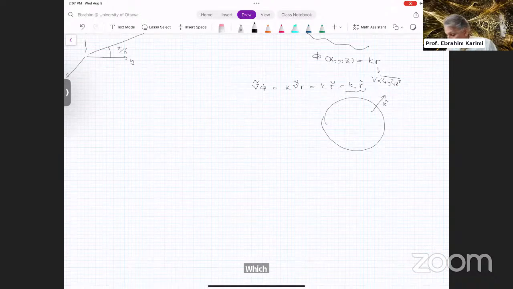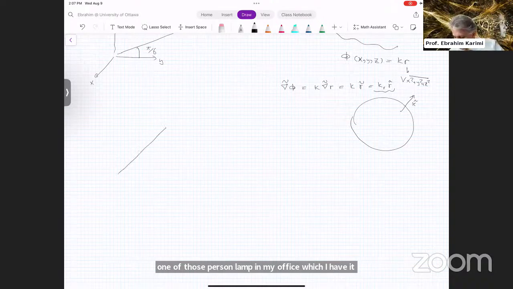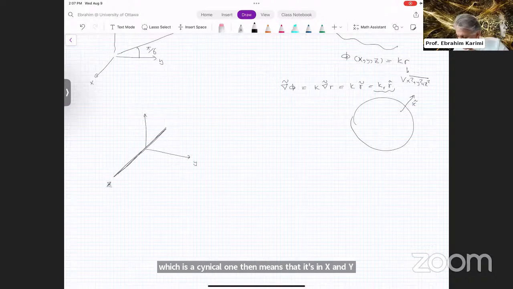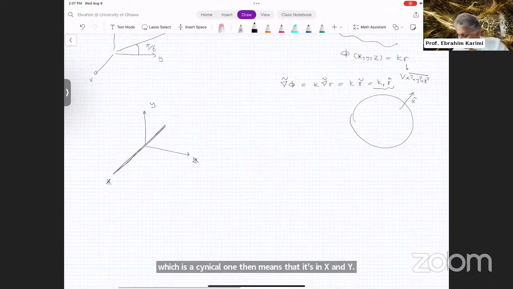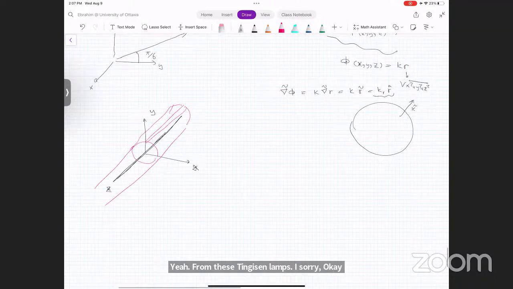You can assume something else. You can assume, for example, one of those fluorescent lamps in my office, which is a cylindrical one. So choosing the cylindrical coordinates, in X and Y, with Z along the lamp. Now the wave propagating from this fluorescent lamp looks like a cylinder. This is the co-phase.